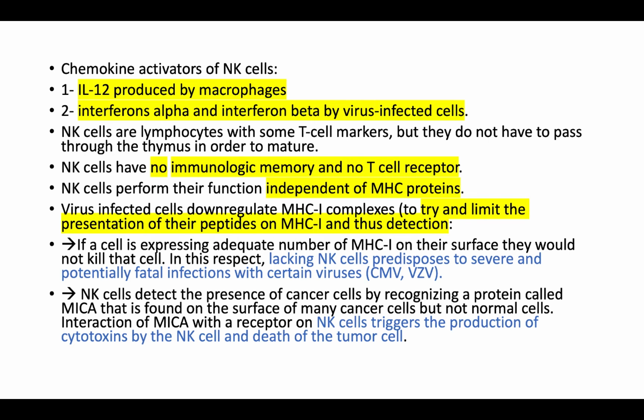For example, CMV or varicella. NK cells detect the presence of cancer cells by recognizing a protein called MICA, which is found on the surface of many cancer cells, but not on normal cells. And then they can actually trigger the production of cytokines and the death of this tumor cell.